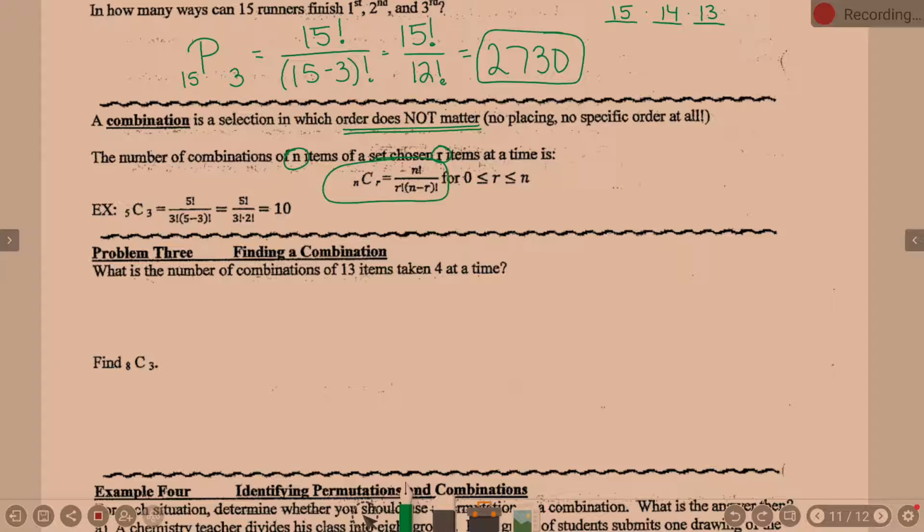Pardon the interruption. At this time, could all of the AP chemistry students please be released for lunch? Again, at this time, all AP chemistry students please be released for lunch.